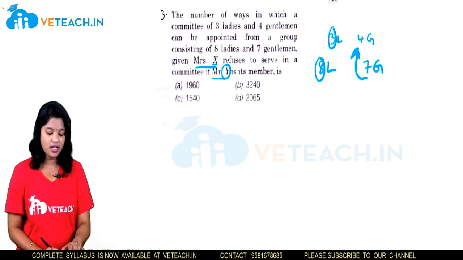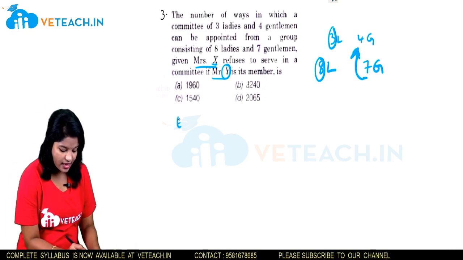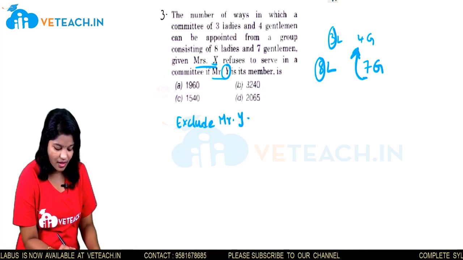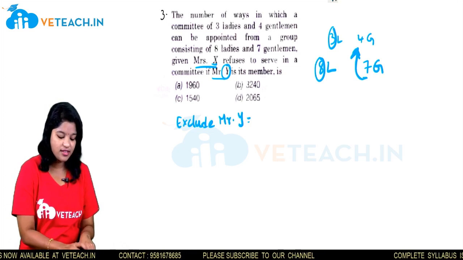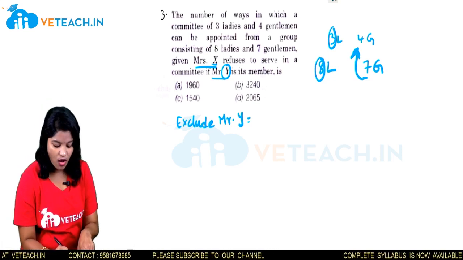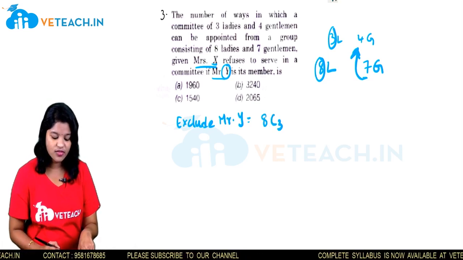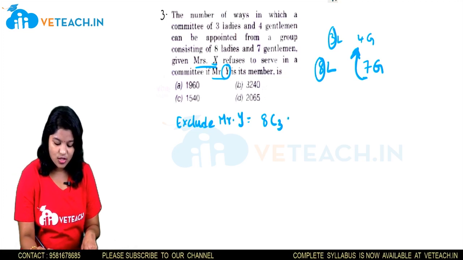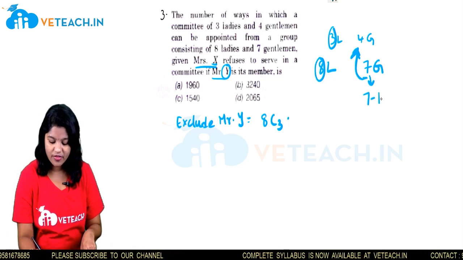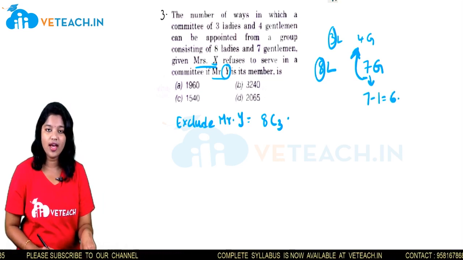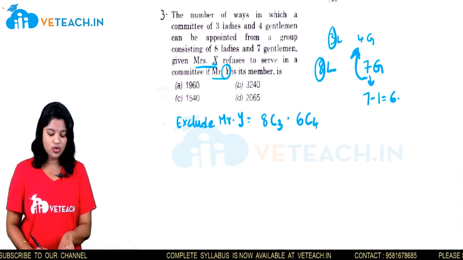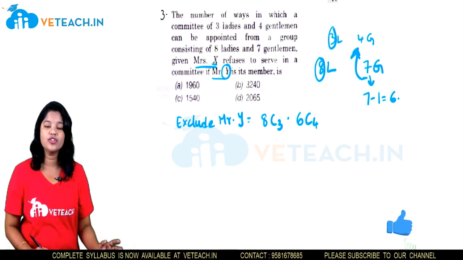So first let us think that Mr. Y is excluded. When Mr. Y is excluded, then among the ladies Mrs. X is likely to serve. So she is willing to serve. So out of 8 ladies, 3 ladies will be selected, and Mr. Y is excluded. So the total number of gentlemen will be 7 minus 1, that is 6 gentlemen are available. So out of these 6 gentlemen, we will select only 4 gentlemen. So the committee will be 3 ladies and 4 gentlemen.